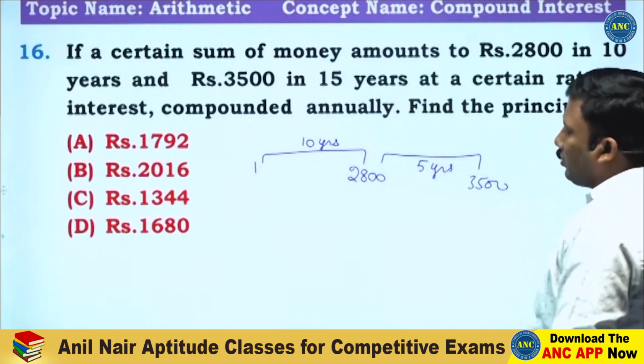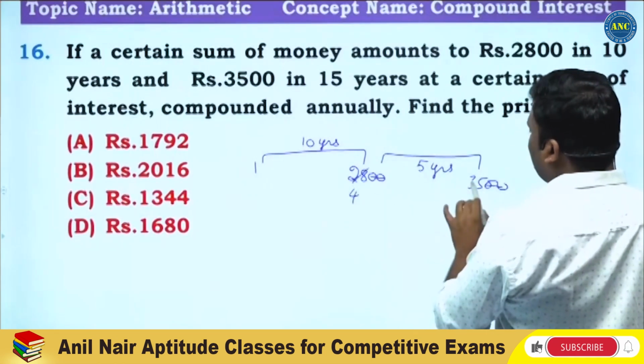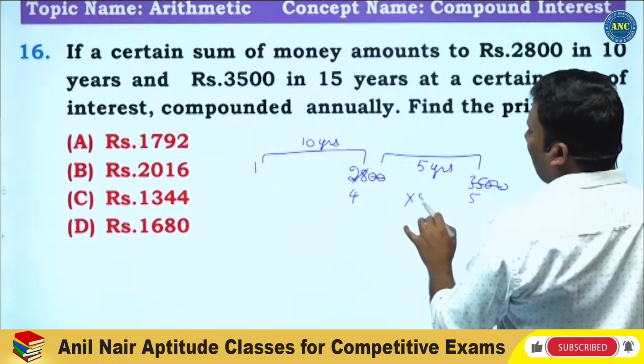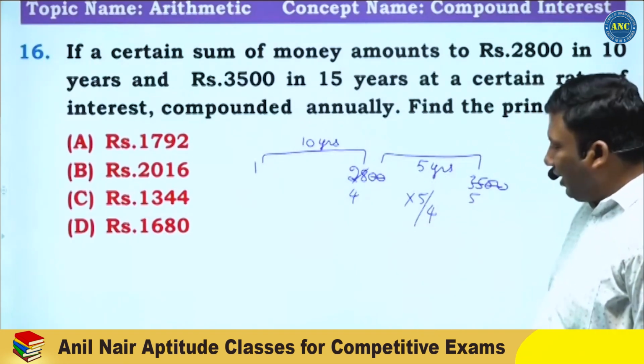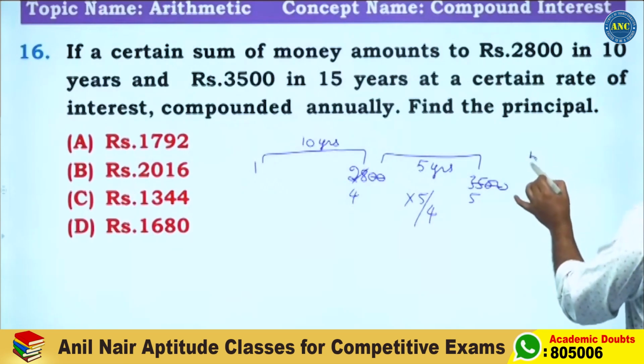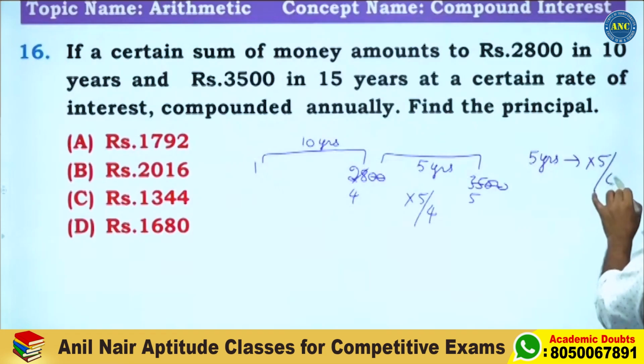So for every 5 years, the zeros cancel. 7 4s are 28, 7 5s are 35. Scaling factor is 5 by 4. For every 5 years, the scaling factor should be 5 by 4.